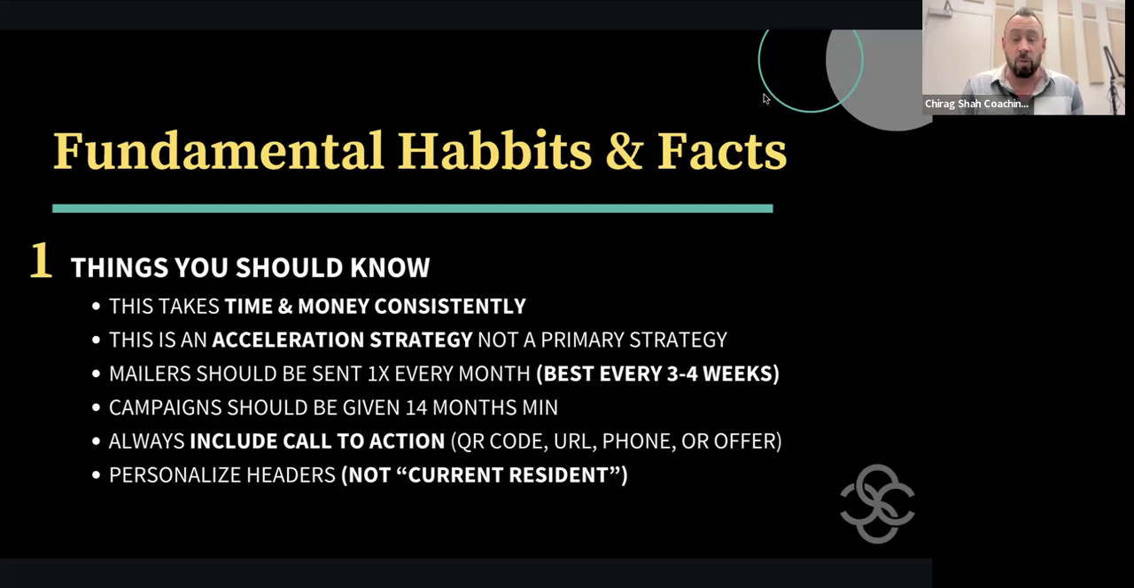A campaign should be given at least 14 months. 14 months is the minimum. If you're like, I'm going to do this for 3 months, I'm going to do this for 6 months, you're not going to have success. And if you do, it's going to be random luck. You really need to put 14 to 16 months into these things to be able to see a good return on investment.